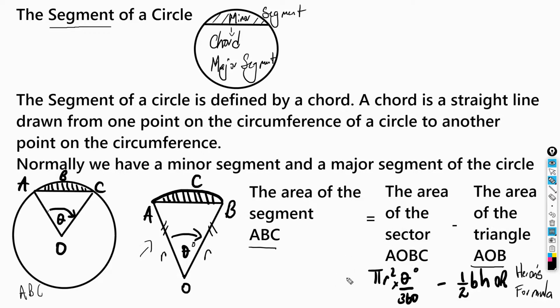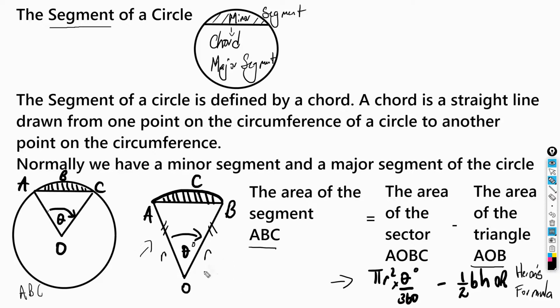So when we're working out these questions, guys, the first thing we have to do is find the area of the sector, and then we'll find the area of the triangle. And we'll find the area of the triangle using half base times height, or we use Heron's formula. Okay? So a lot of the times, guys, we may need to use Heron's formula, right?